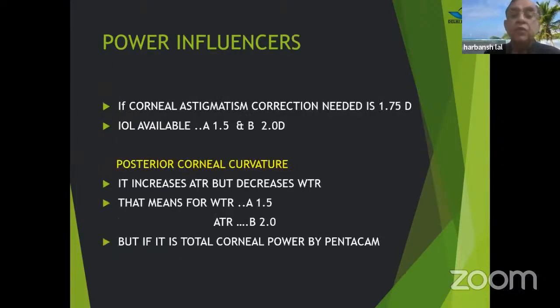Among the influencers, if the corneal astigmatic correction needed is 1.75, and the IOL available is A at 1.5 and B at 2 diopters, what to choose? If we take into account the posterior corneal curvature, it increases ATR but decreases WTR, but this is only true in 85% of the cases. So if you are dealing with with-the-rule astigmatism, 1.5 will be better. But if you are dealing with against-the-rule astigmatism, then 2 will be better, so go for the 2 instead of 1.5. But if it is total corneal power by Pentacam, then this is not true because the posterior corneal curvature has already been taken into account.